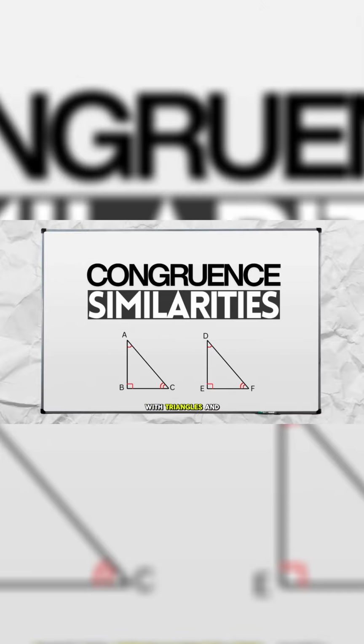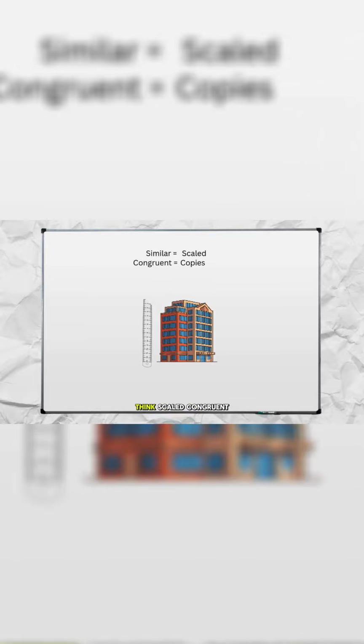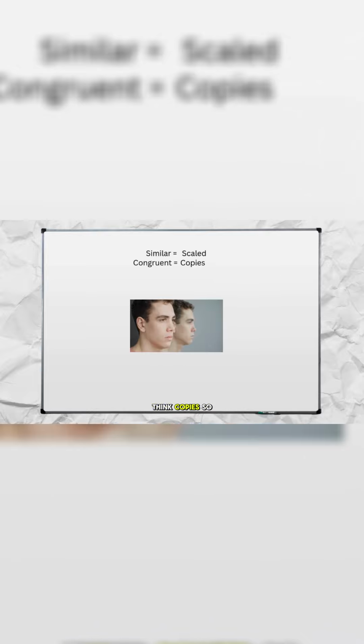With triangles and other shapes, they may use a word called similar often. And similar means that two shapes are scaled versus congruent, which means that two things are copies. Similar, think scaled. Congruent, think copies. So here's what I mean by that.